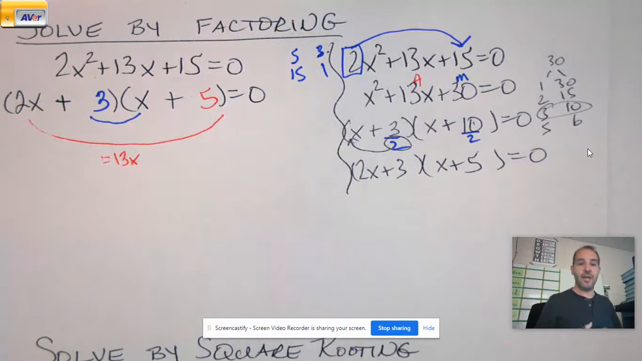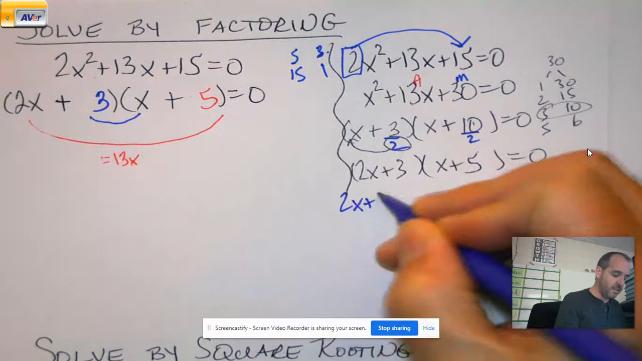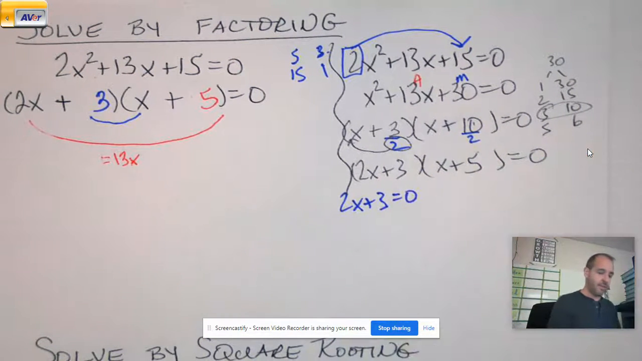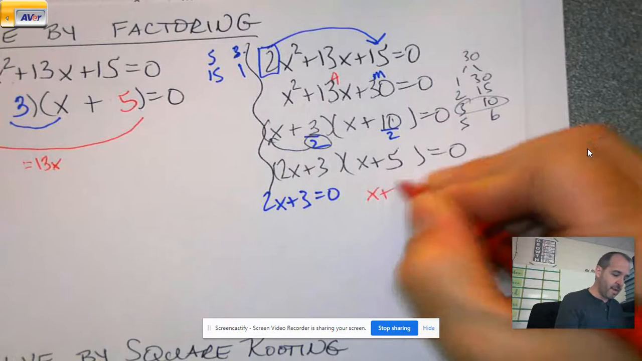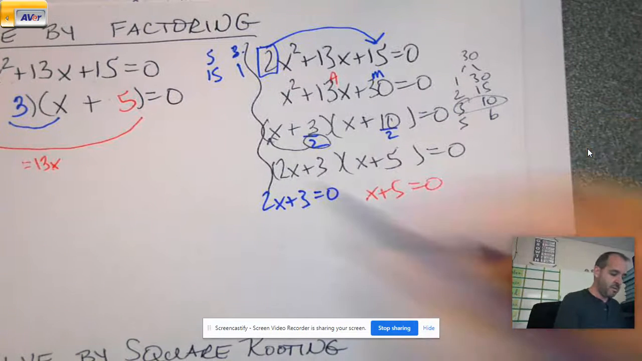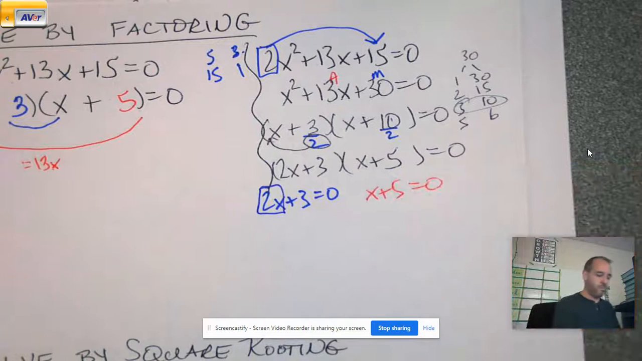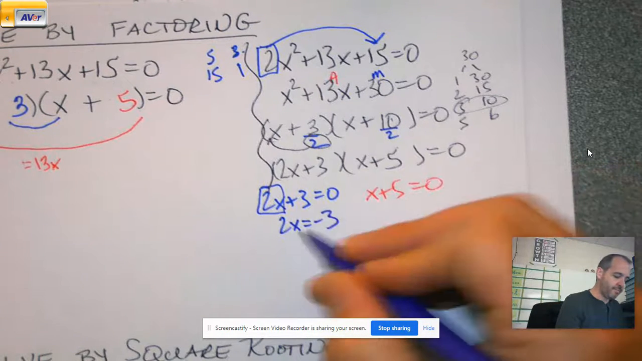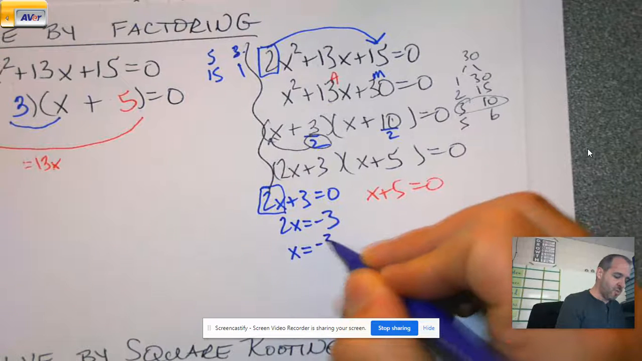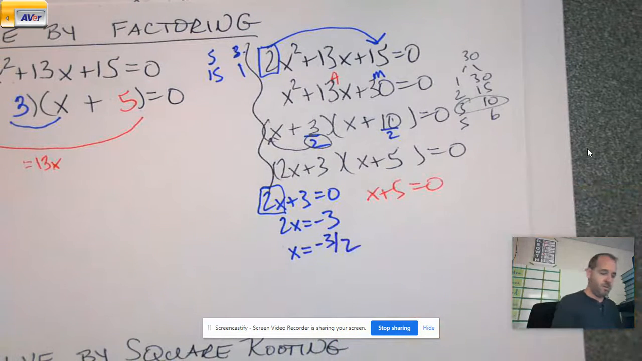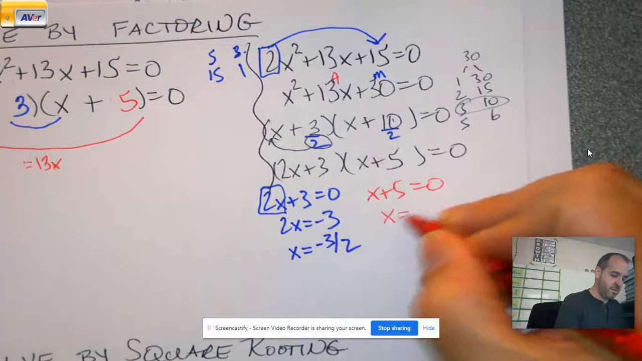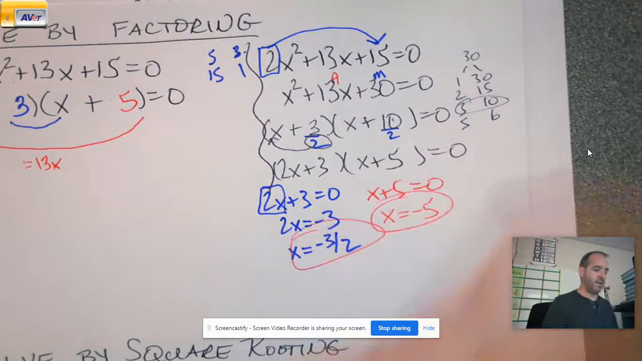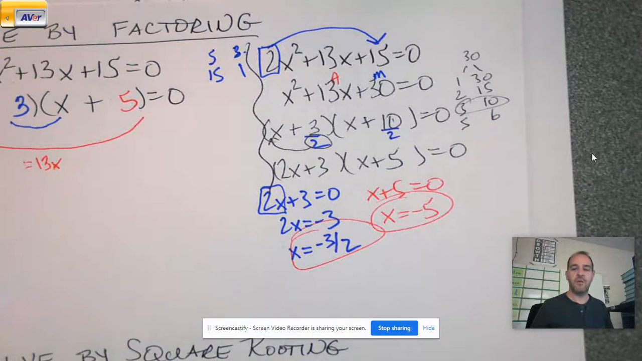Now to finish it, we're not finished. It says solve. We're going to take each of those quantities, each of those sets of parentheses, set them equal to 0, and get our solutions. So just like Algebra 1, work on getting your x term alone. And you've got your 2 solutions with solving by factoring.